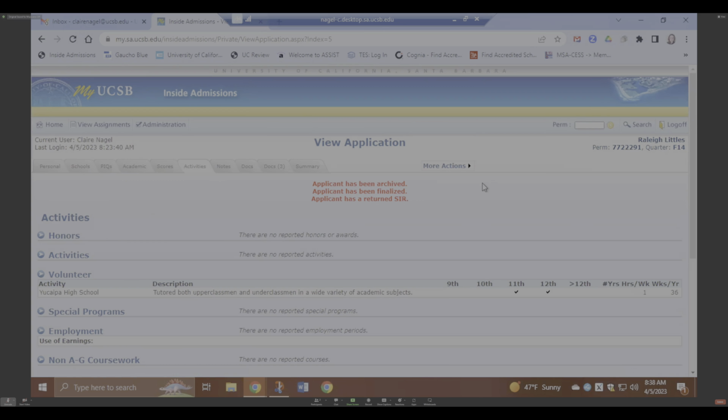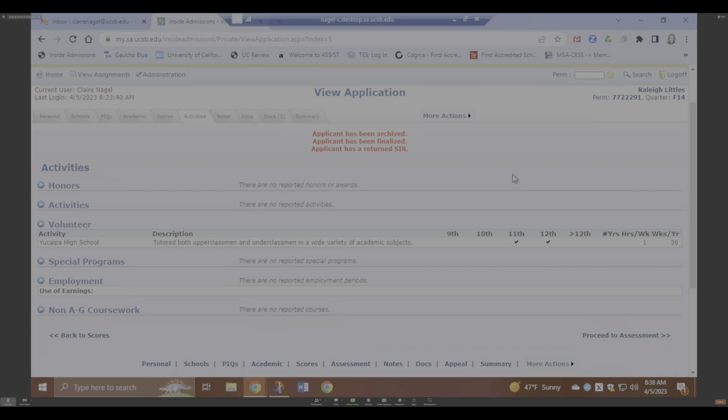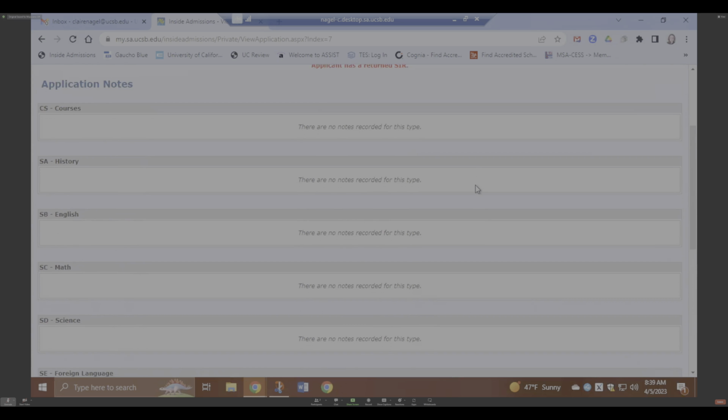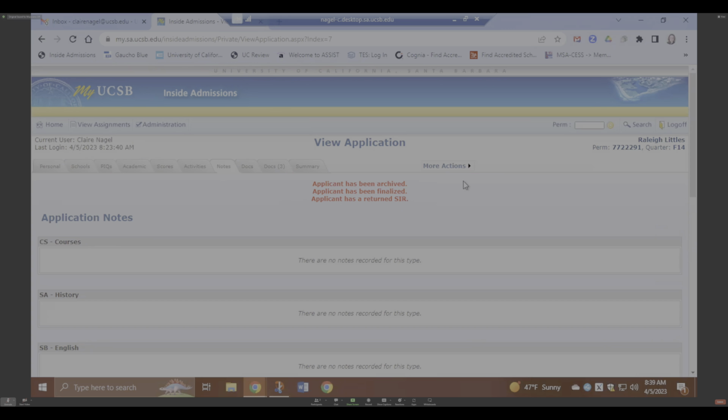We have your activities right here. And notes, I think, should be blank. Because of the number of applications that we get every year, we can't really make notes. There just isn't enough time. I think the only time I've ever seen notes on an application is if someone was really missing things. In your application, there were no issues.